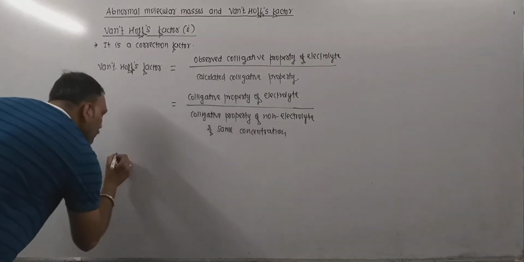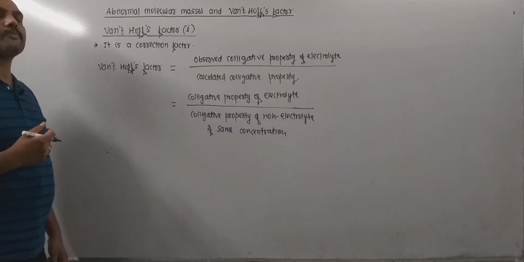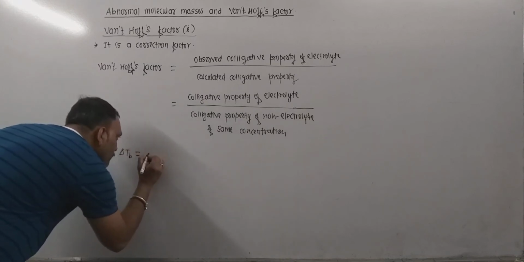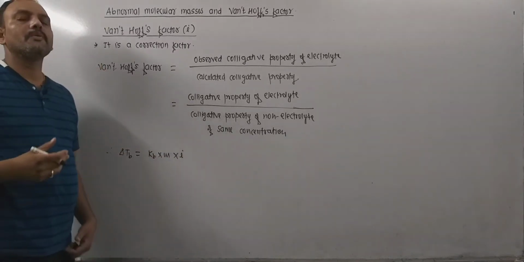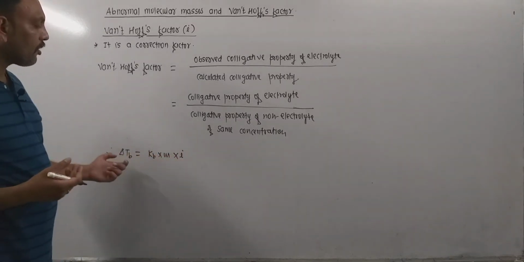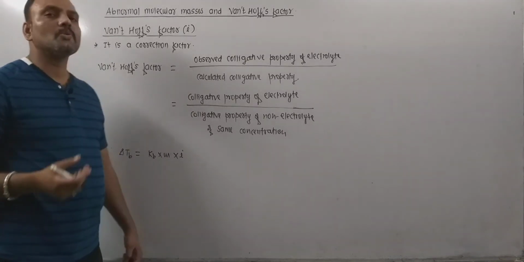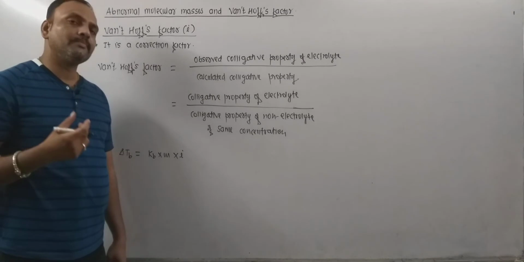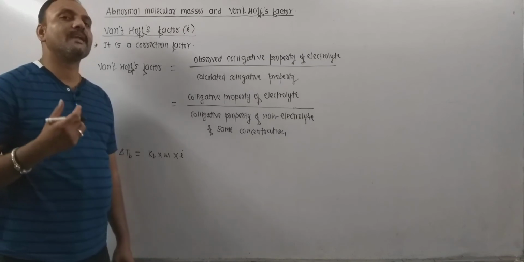Then how can the problem be fixed? If we are calculating molar mass using the boiling point elevation method, then delta Tb is equal to Kb into molality into Van't Hoff factor. If the solute undergoes association or dissociation, then we need to use Van't Hoff factor right here in order to fix that problem. Remember, for the electrolyte undergoing dissociation, Van't Hoff factor is greater than 1, and for the solute which undergoes association, Van't Hoff factor comes less than 1.